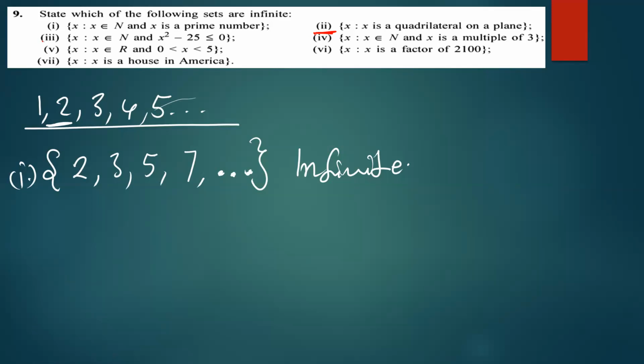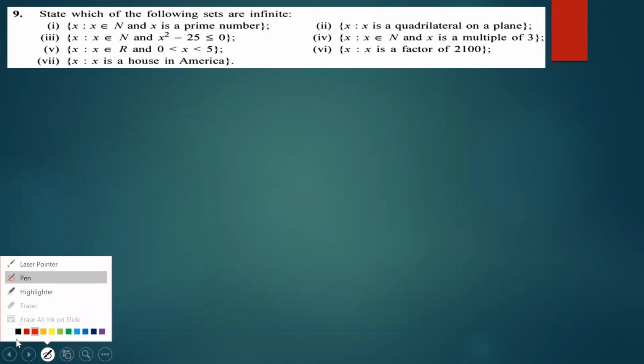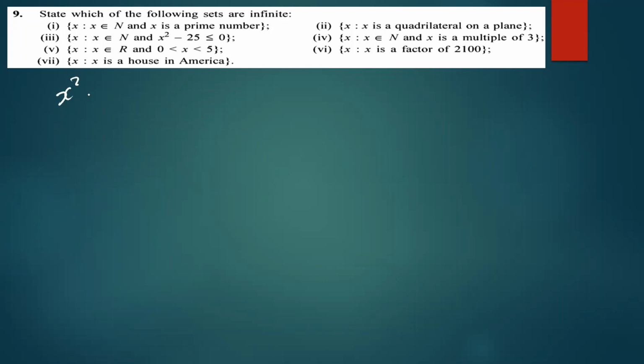Okay, so we have the third part there, which is X is such that X is a member of natural numbers, and then X squared. Let me use white so that you see. And then we have X squared minus 25 is less than or equal to 0. So that is also a finite set. I mean, this one is a finite set. It's not an infinite set.